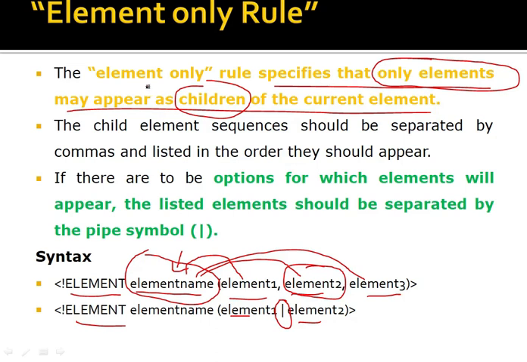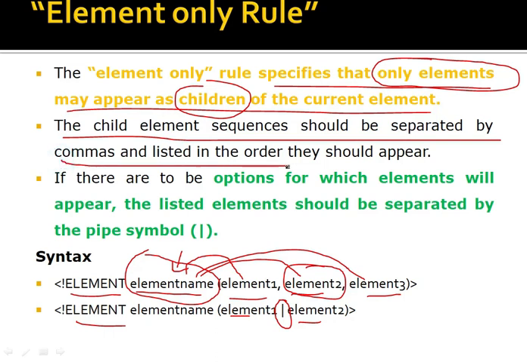The element-only rule specifies that only elements may appear. So the child element sequence should be separated by commas. If you look at it here, it is separated by commas. The children elements are separated by commas. If there are to be options, so if elements 1 or 2 or 3 are options, they have to be separated by the pipe symbol. The listed elements should be separated by the pipe symbol. If the data for this element is to be optional, you need to give the pipe symbol. That is the first rule, element rule only.